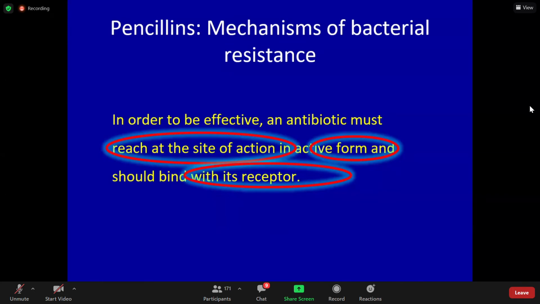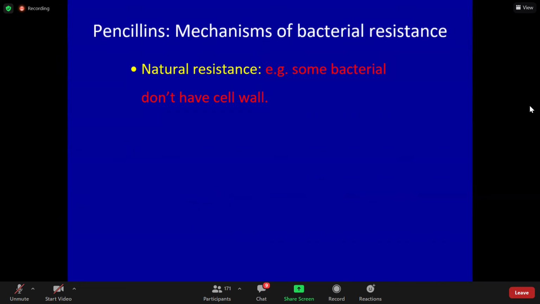Now, based on these three keywords, the mechanism of resistance to penicillins and to all the beta-lactam antibiotics. Some are natural, we are talking about acquired. Natural resistance: some bacteria do not have a cell wall. Are you familiar? What are those? Mycoplasma. Obviously, natural resistance. They don't have peptidoglycan. They don't have a cell wall. So it will be irrational to use beta-lactam antibiotics against mycoplasma.